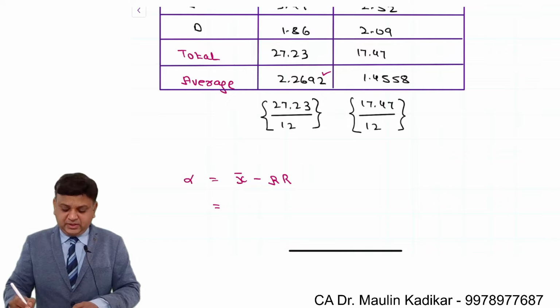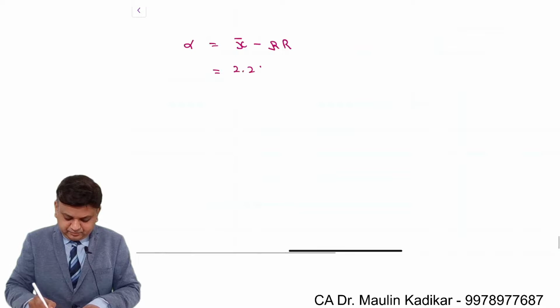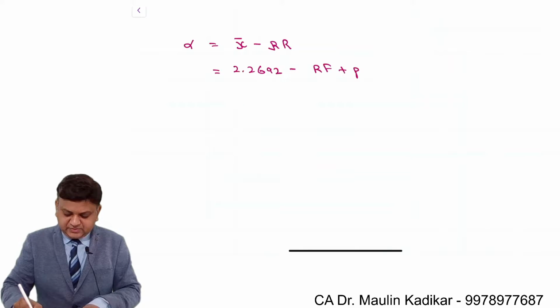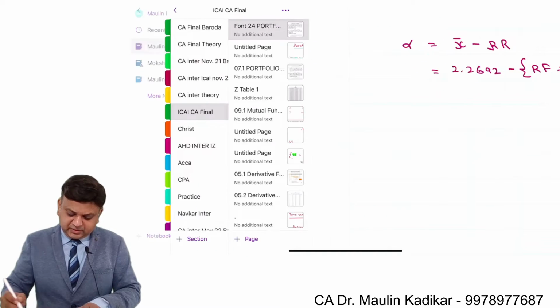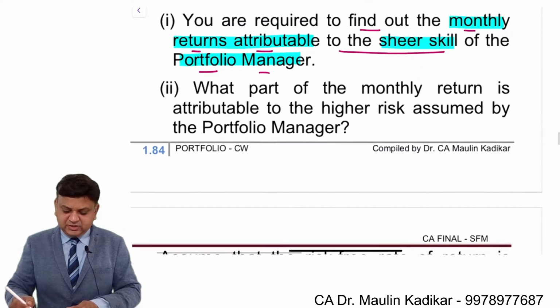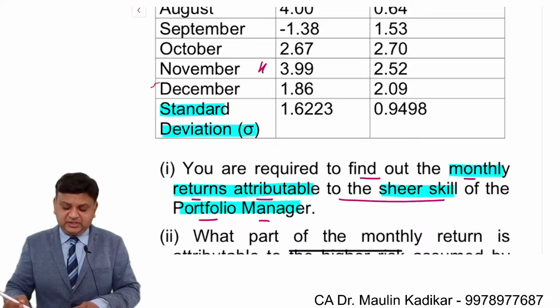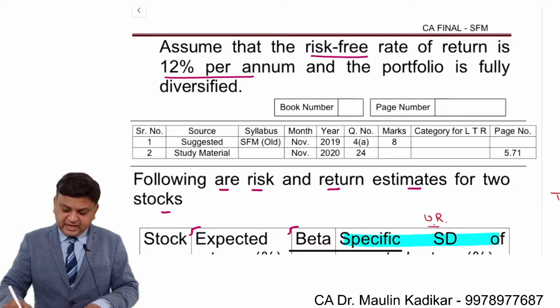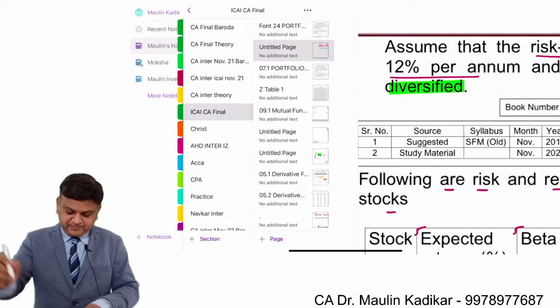Mean return is 2.2692 minus required rate of return, which is RF plus beta into RM minus RF. This is the formula which is required to be applied. The question is providing the information. Assume that the risk-free rate of return is 12% per annum. Dear students, you can see that all this monthly information is there. So whatever answer we have found is of course the monthly return, and the portfolio is fully diversified. That is what is provided to us.